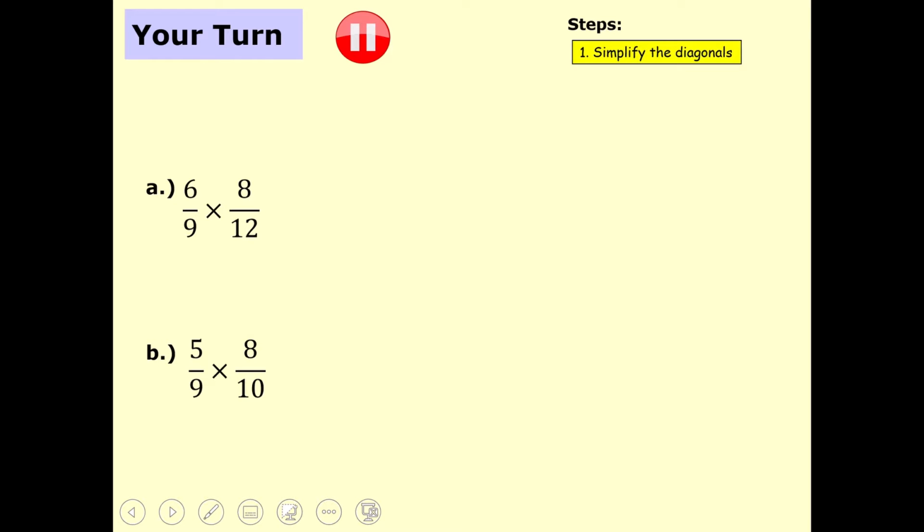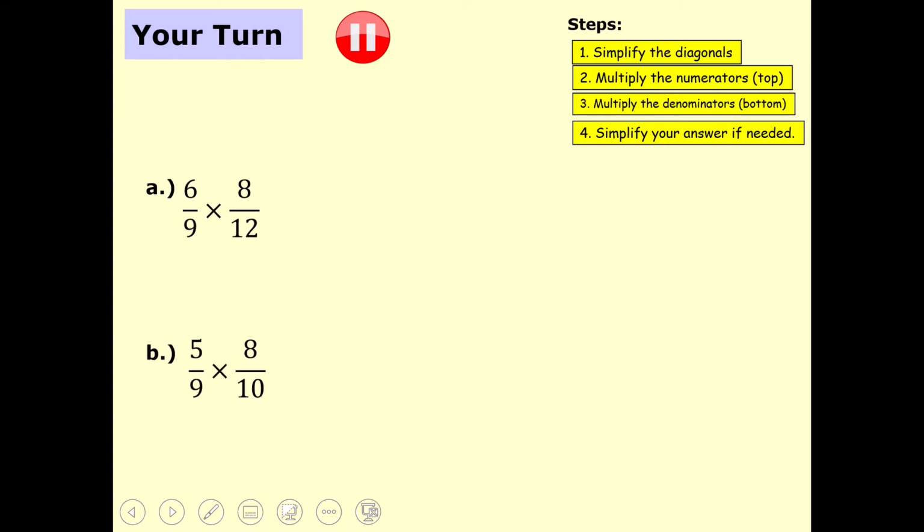So steps: simplify the diagonals, multiply the numerators, multiply the denominators, and then simplify your answer. So if you pause here and give these a try. Okay, let's go over the answers for these ones. Hopefully you've unpaused now.